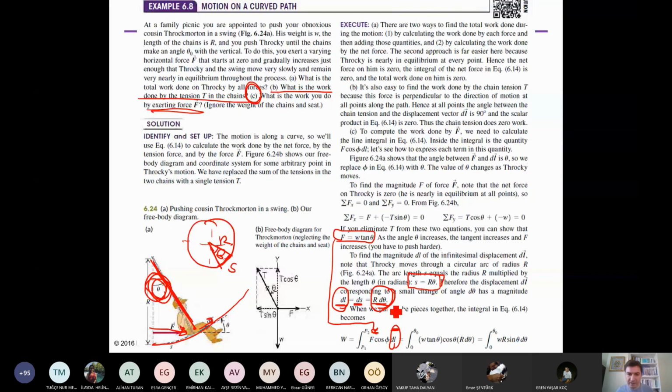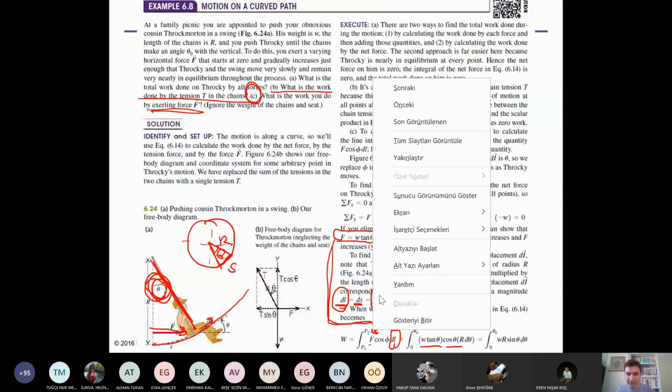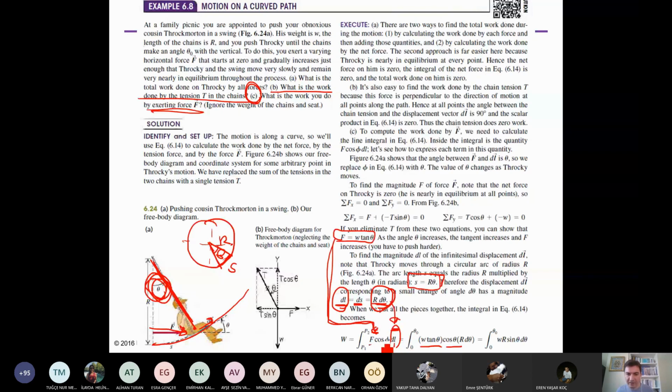What is cosine theta? The angle between F and dl. Instead of cosine phi here, I use cosine theta because theta is given in the question. Instead of dl, I use r d theta. So finally, this is the work done by this force.